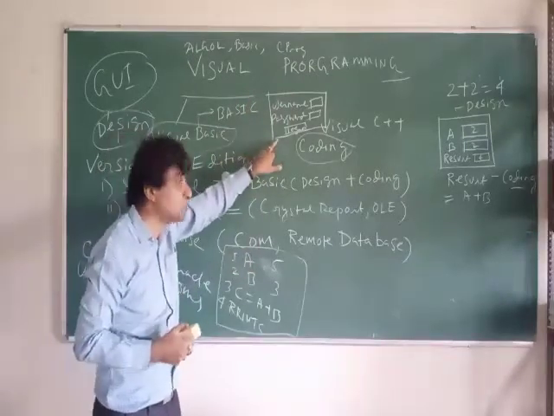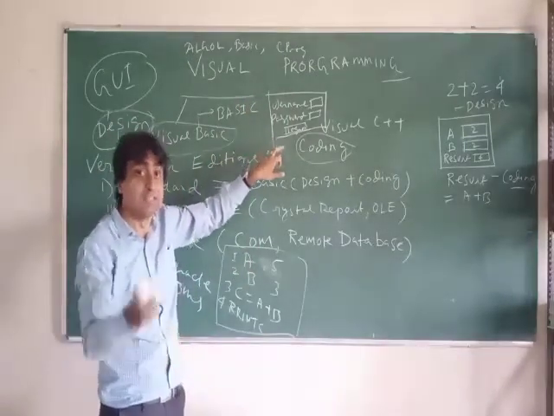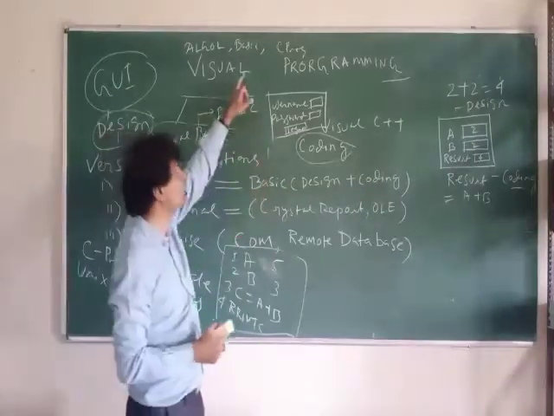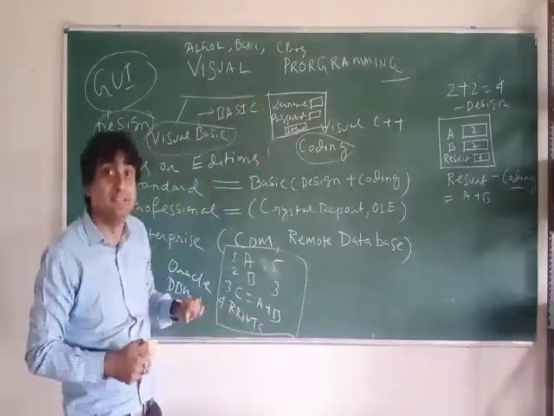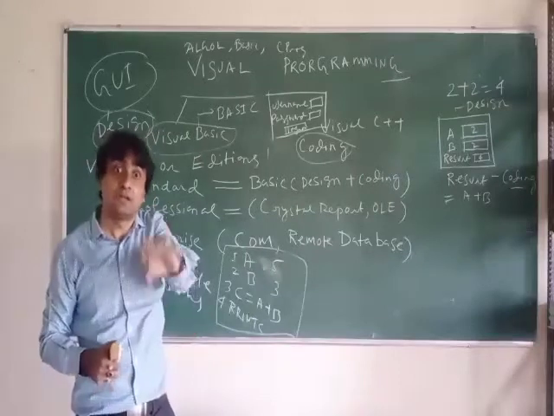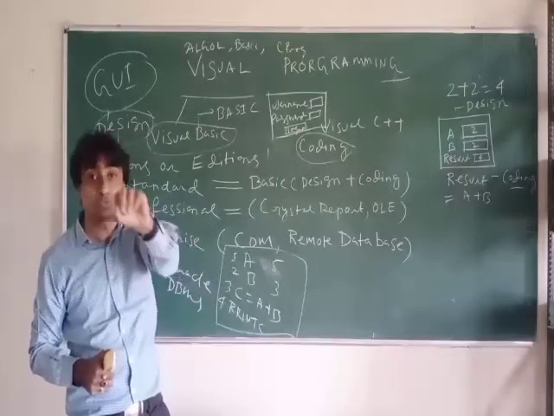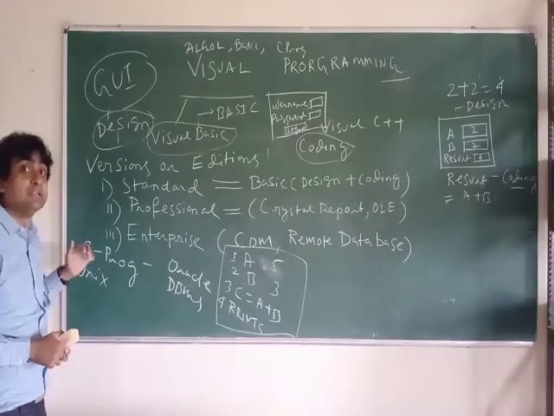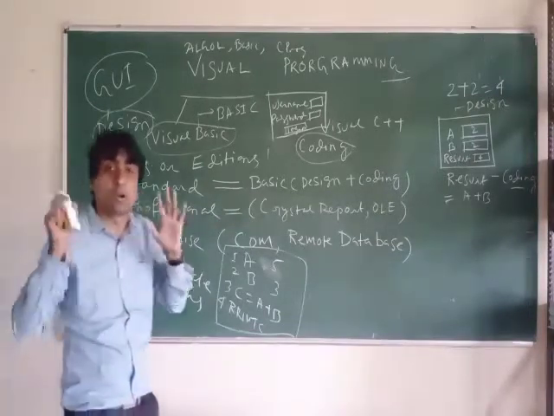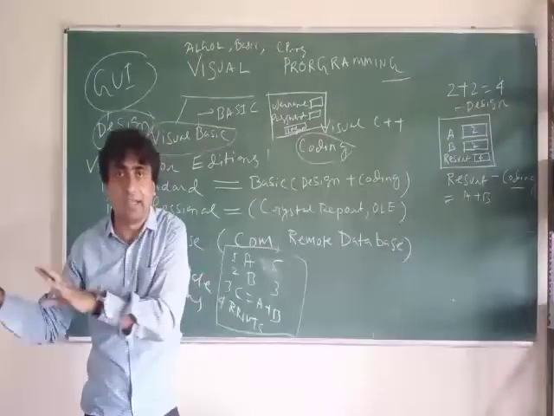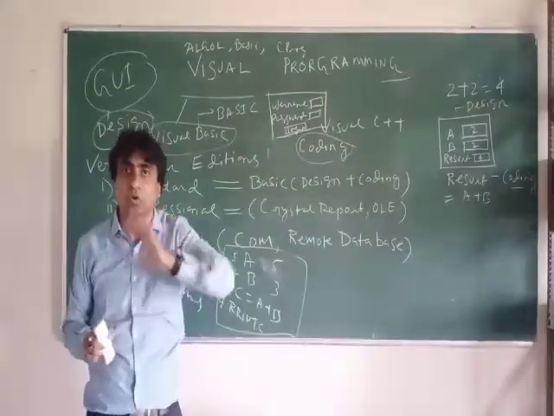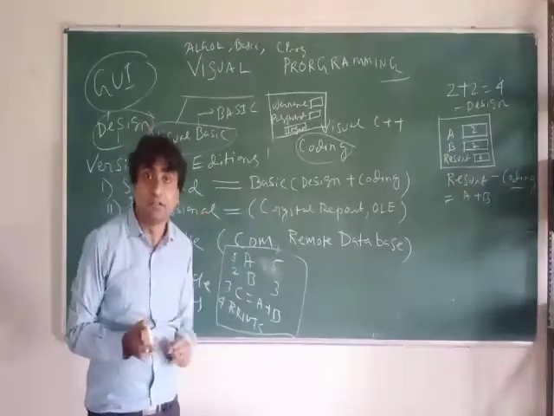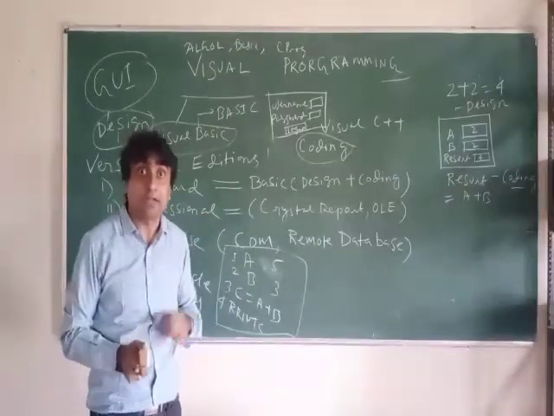This is GUI, graphical user interface. This is design. Now this cannot be done using C language so easily. This cannot be done using C++ so easily. This cannot be done using Unix also. Why? Because there you are directly programming, typing the program line by line. You did not have an option called design. Now why is design required?